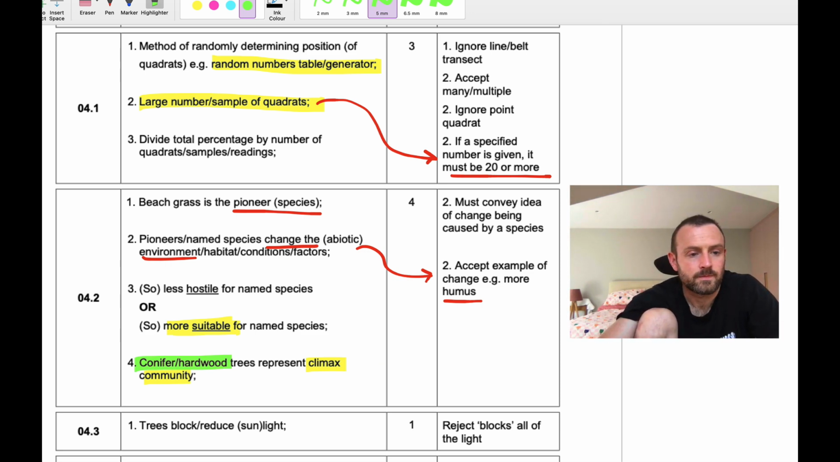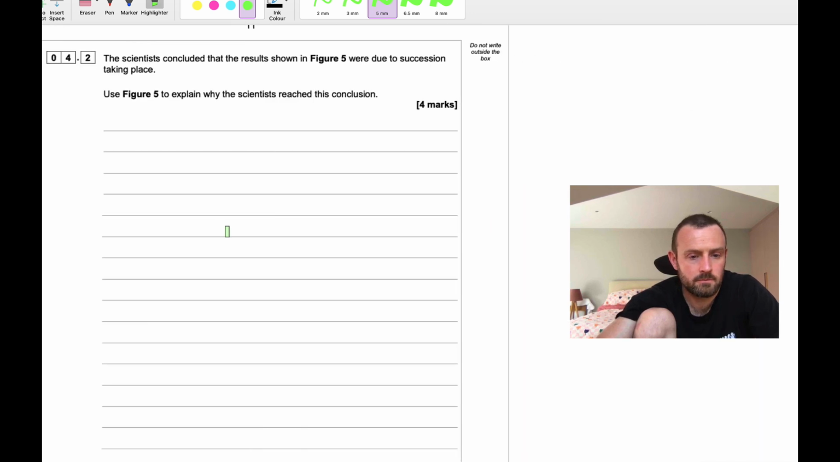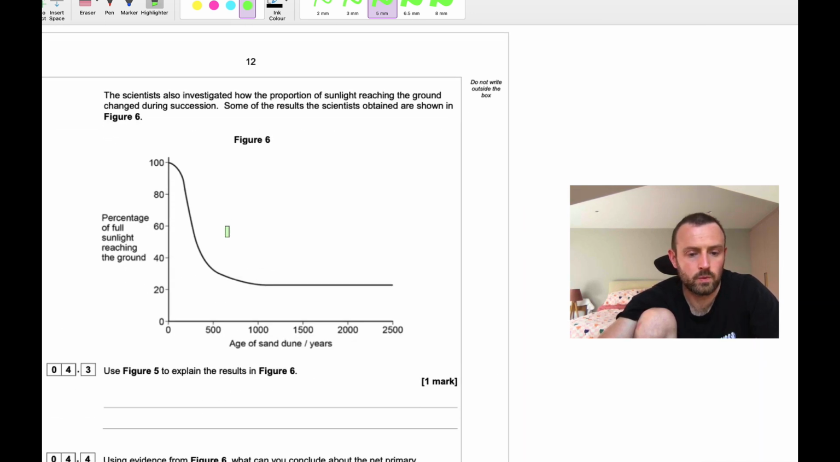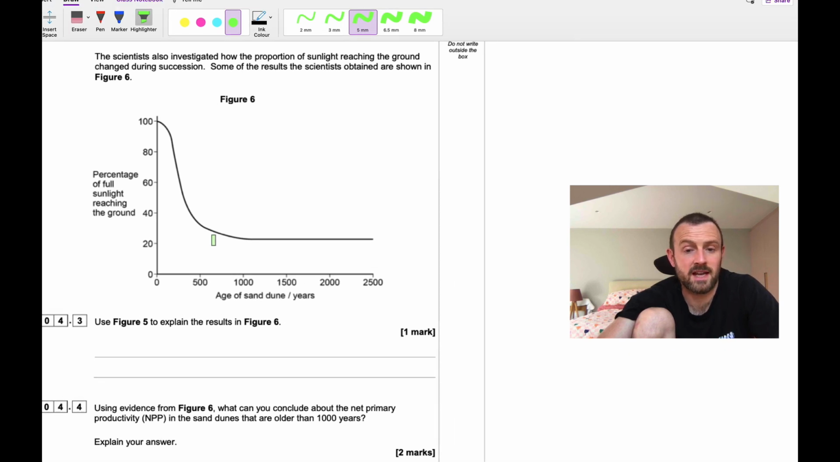Okay. Let's keep going. We're doing good. Ooh, what's this? The scientists also investigated how the proportion of sunlight reaching the ground changed during succession.